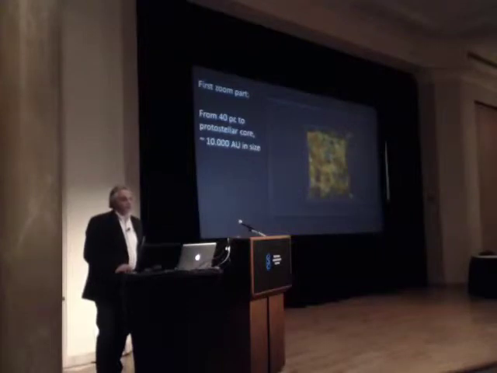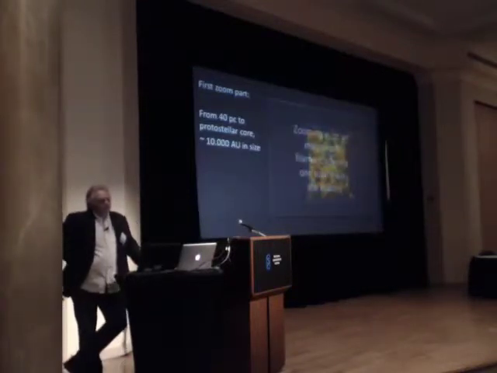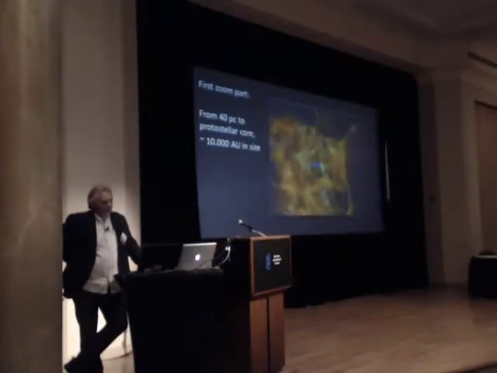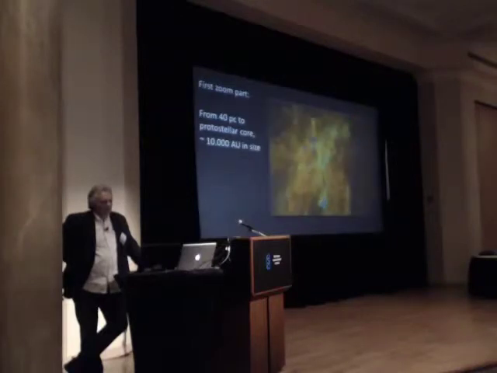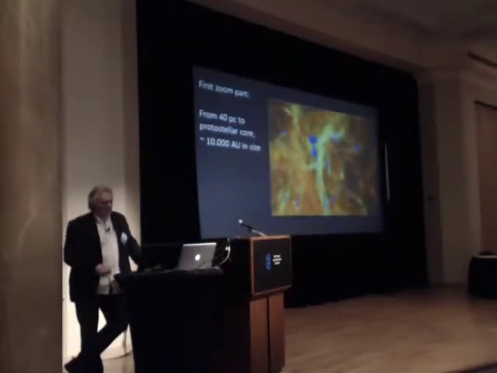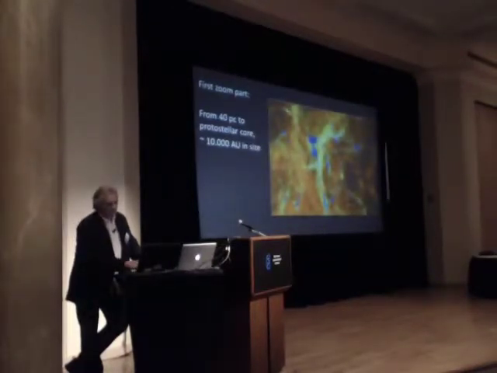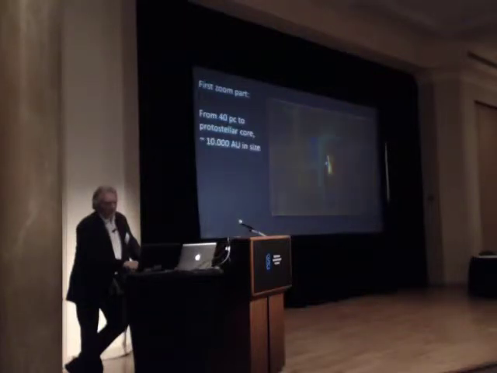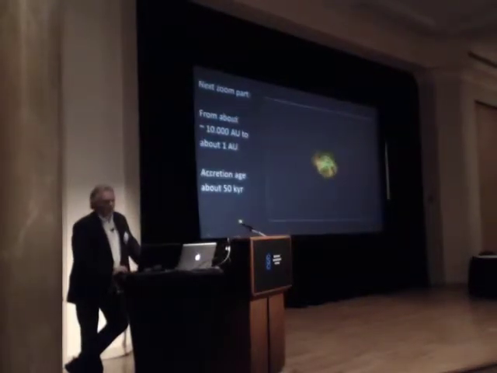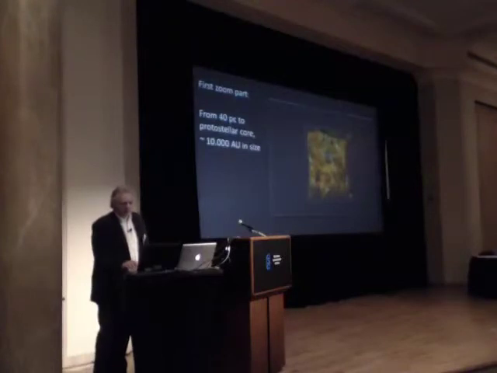So here's the first zoom part, where we go from 40 parsec to essentially protostellar core size. And we zoom in on an insignificant little filament at the back of this box, which happens to produce a solar mass star. It's the little thing there. And then we zoom in on that.